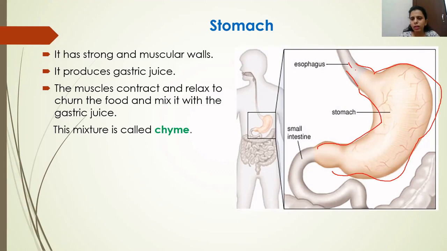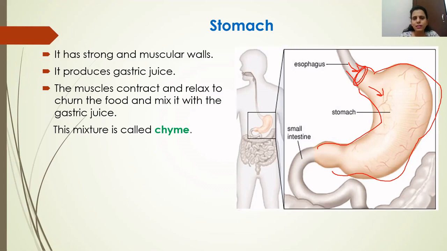Now, when food comes to the lower end of the esophagus, the food enters inside the stomach. At the junction of the esophagus and stomach, circular muscles are present, and these muscles are known as sphincter muscles, S-P-H-I-N-C-T-E-R.